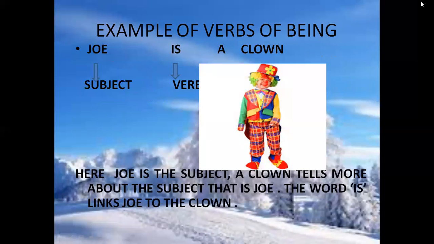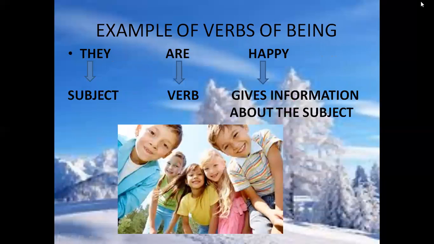Joe is a clown. Here Joe is the subject. A clown tells more about the subject, that is Joe. The word is links Joe to the clown. They are happy. They is the subject, are is the verb, happy gives information about the subject, that is they.